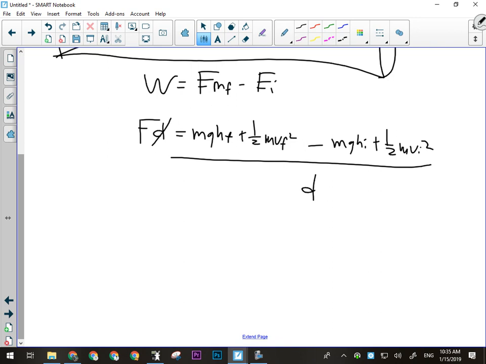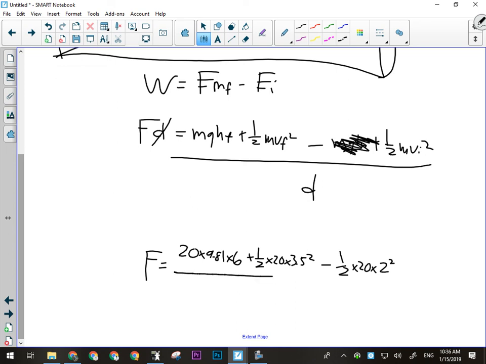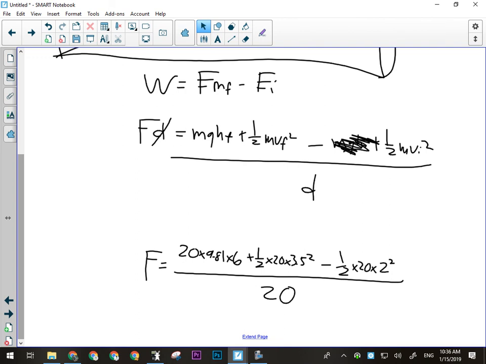All right, I can also realize that since this started at the bottom of the ramp, I don't have any initial potential energy, and I can eliminate that formula completely. Okay, so all I have to do now is plug in my numbers. All right, so we'll have 20 kilograms times 9.81 times 6, that's our final potential energy, plus 1/2 times 20 times 3.5 squared, our final kinetic energy. And then we're going to subtract from that 1/2 times 20 times 2 squared. That was our initial kinetic energy. Okay. Divide that by 20 meters, the distance over which the work was done, and we'll have the force that was used to do that.